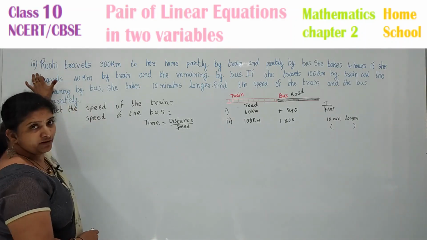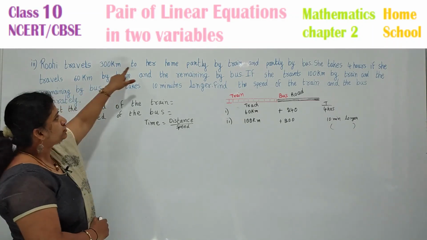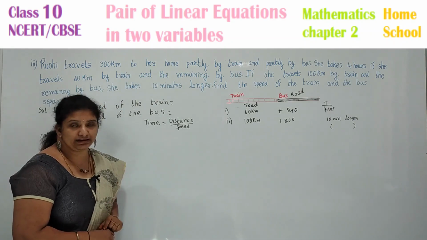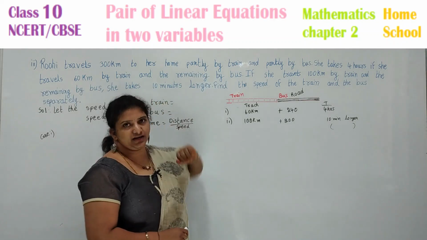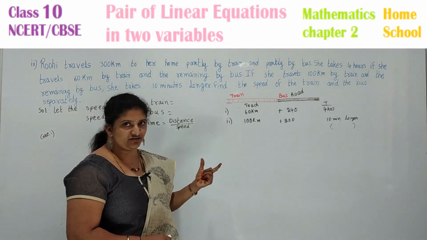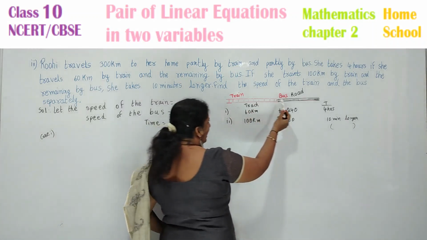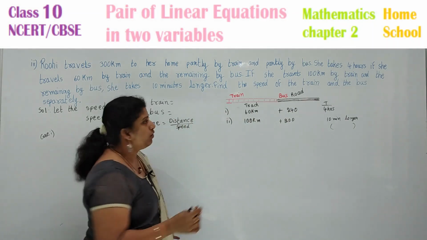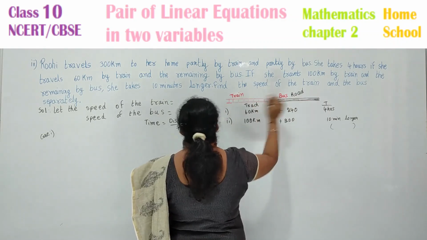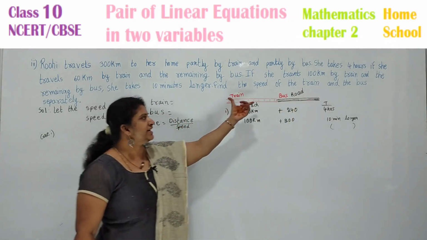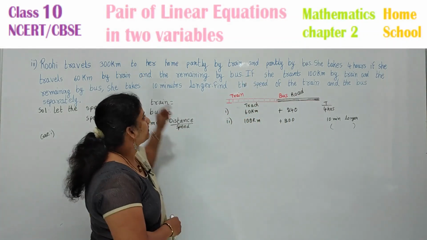That is your third problem. Ruhi travels 300 kilometers to her home. Ruhi is a girl and she is traveling to her home, partly by train and partly by bus. So I have drawn for you some track and some road. Just try to understand what this is, children. Ruhi is traveling. The distance is how much? 300 kilometers. She travels partly by train and partly by bus to her house.